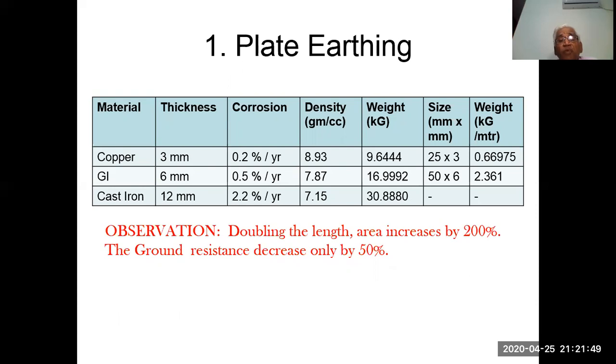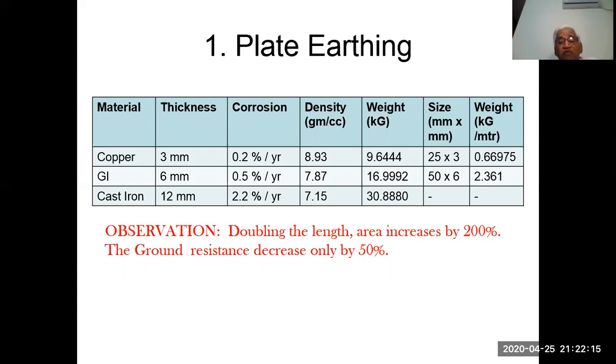The first one, copper: the corrosion of copper is only 0.2% per year, whereas for GI it is 0.5 and for cast iron it is 2.2 percent per year. So for cast iron we increase the thickness much more, whereas the thickness is the lowest for copper, so that the corrosion effect will not come on the material even for 25 years of service.